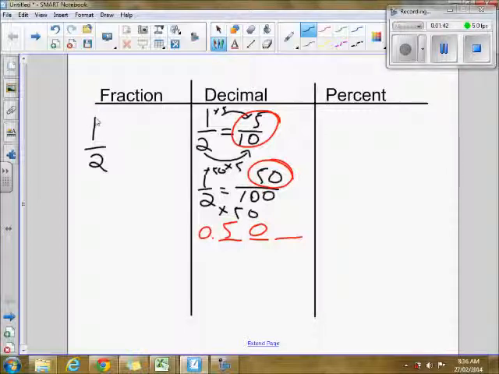To switch decimals to percent, we know that percent is always out of 100. So in this case here, we have 0.5 would equal 50%, because 0.5 is the same as 0.50, which is equal to 50%.